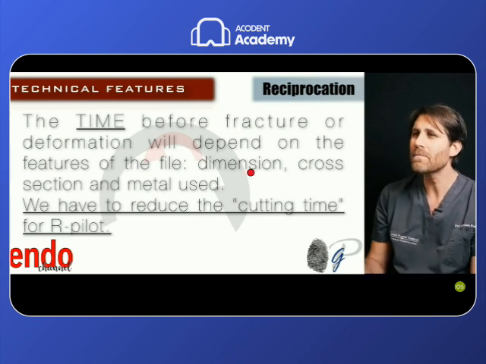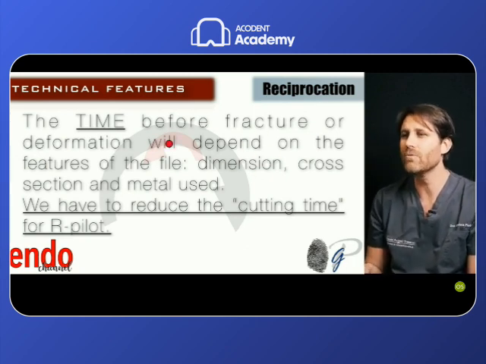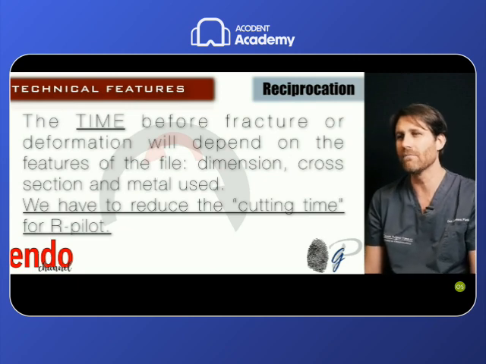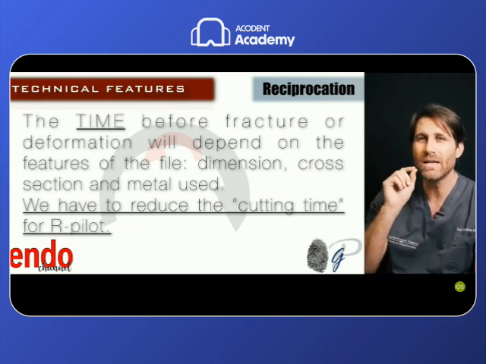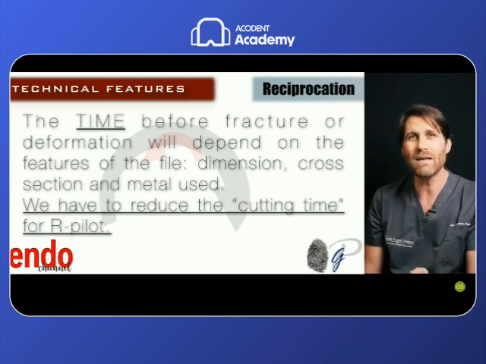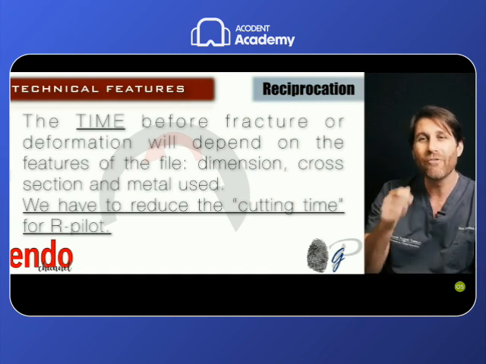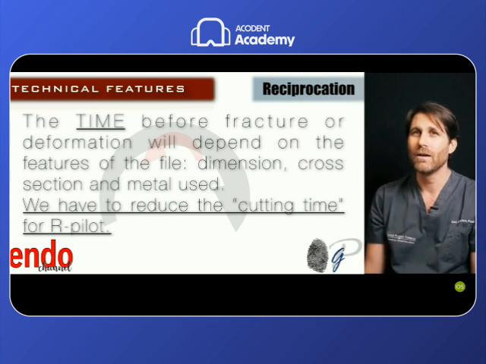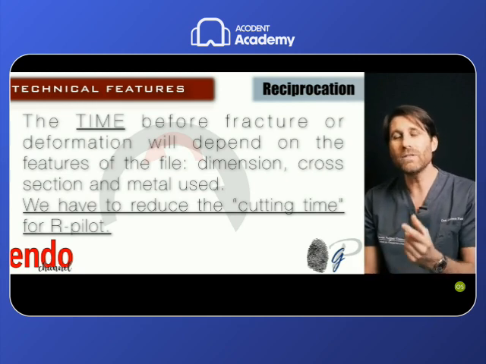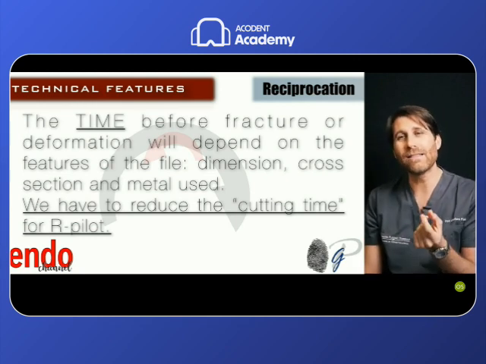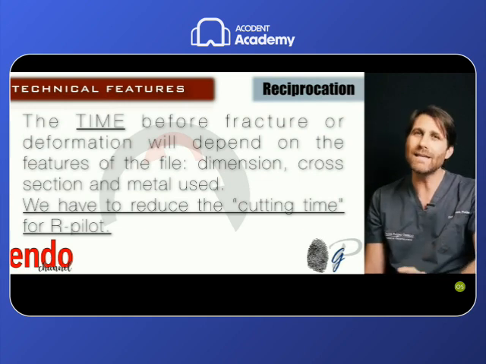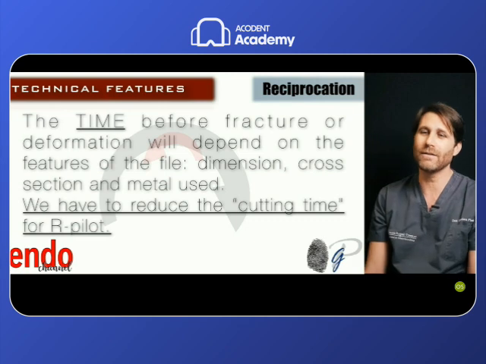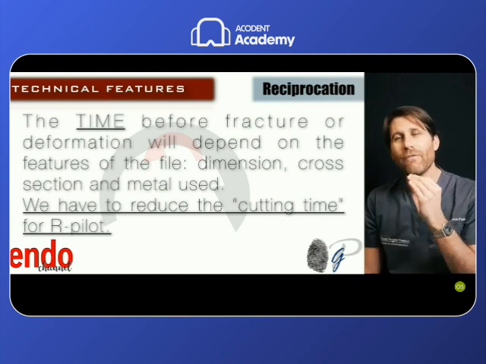The time before fracture or deformation will depend on the features of the files: dimension, cross-section, and metal used. So in this case, we need to reduce the cutting time of the tip of this file. So we do a faster packing action, just to reduce the amount of dentin to be cut and the time in which the instrument is rotating in reciprocation, cutting the dentin. So we reduce the risk of fracture of this tip.